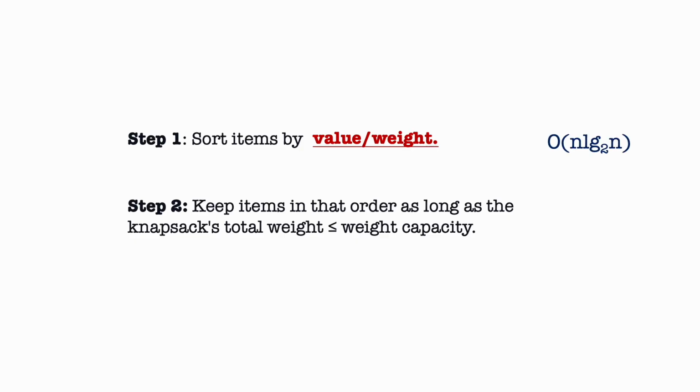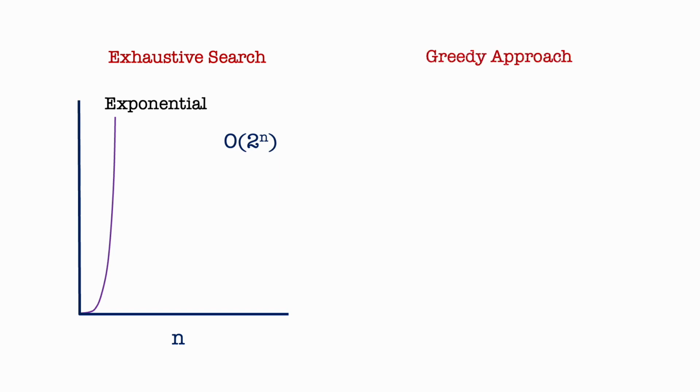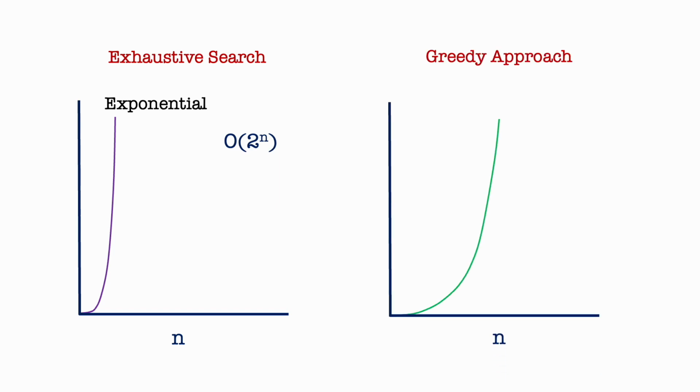Time complexity of the first step is order of n log n because we are doing sorting only, and time complexity of sorting is n log n for n elements. Time complexity of the second step is order of n. So time complexity of greedy approaches is order of n log n, which is polynomial. So the exhaustive search method has exponential time complexity, while the greedy approach runs in polynomial time.